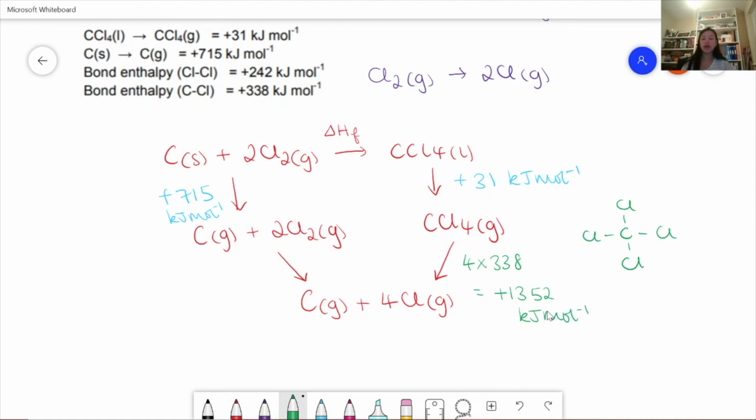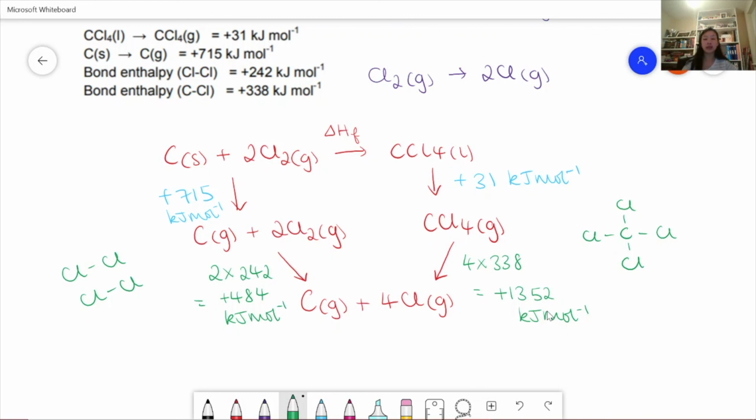And then here, the carbon doesn't do anything because it stays as a carbon gas, but this chlorine here, the covalent bonds are broken and it becomes 4 chlorine atoms. So 2 chlorines look like this. So you've got 1 chlorine and a second chlorine, and that means that we have 2 of these chlorine-chlorine bonds. So we do 2 times 242, and that equals plus 484 kilojoules per mole.